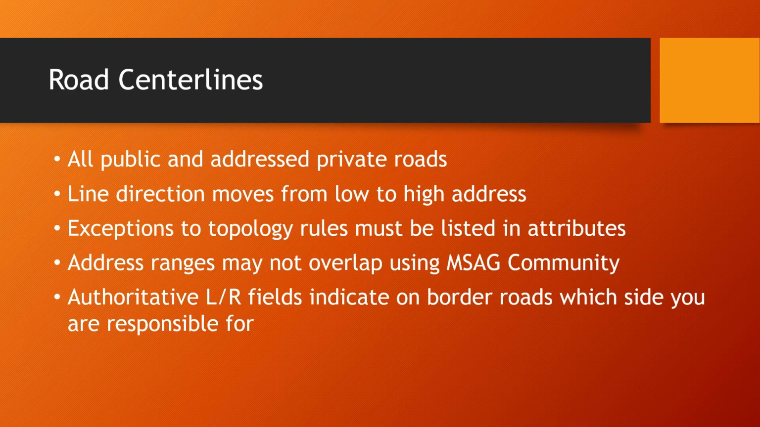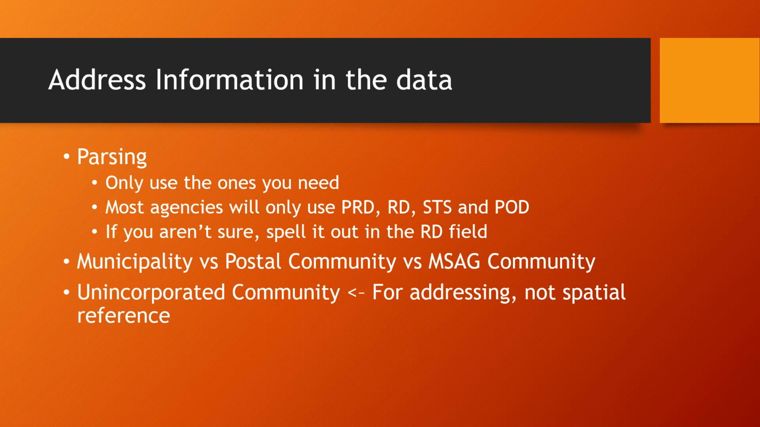The authoritative left and right fields indicate on border roads which side you are responsible for. This allows you to keep the data about the other side of the road without submitting it as though it is authoritative when it is actually your neighbor's data to submit. Now, both of these layers are about addresses. That's their function. And so there's some things to discuss about addresses.